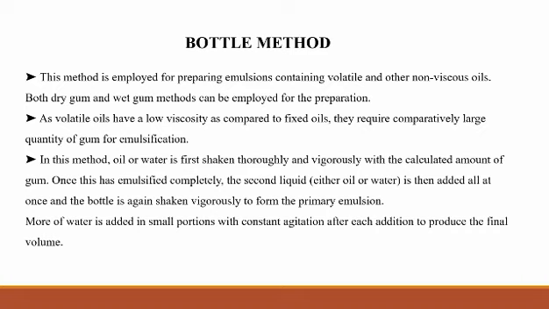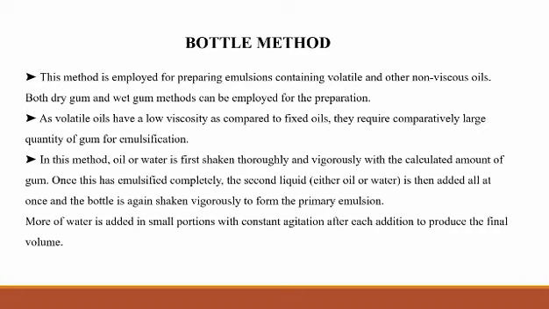But when the oil's viscosity is very low, or when there are volatile oils, we have to choose this bottle method, because they require a large quantity of gum for emulsification. When we choose the dry gum or wet gum method directly, we require a large amount of gum. As we know, we choose based on the 4:2:1 ratio, so only one part of gum should be added to prepare a stable emulsion. But when volatile oils are used for the preparation of emulsions, it requires a large amount of gum for emulsification. So only then do we go directly to the bottle method.